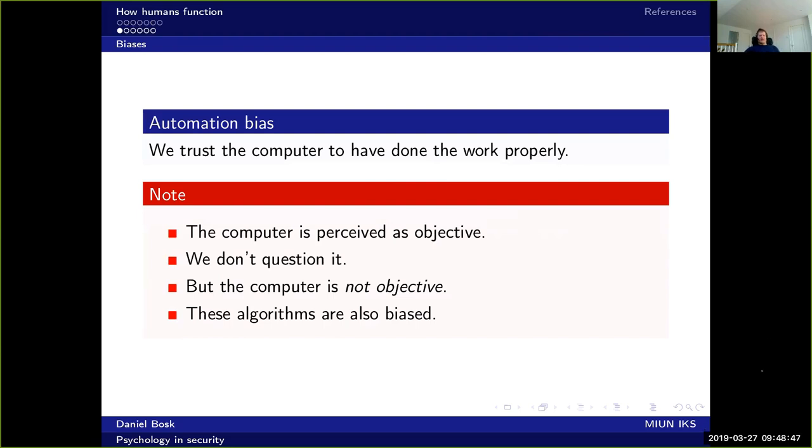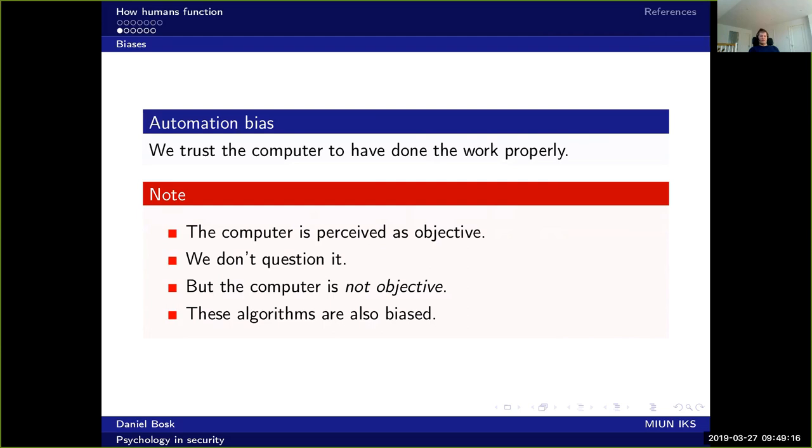Now, we also have biases, and these are really hard to counter. So, for instance, we have the automation bias, which means that we have a tendency to trust computers and their algorithms to do work properly, because the computer is sort of perceived as objective. It's just following this algorithm.